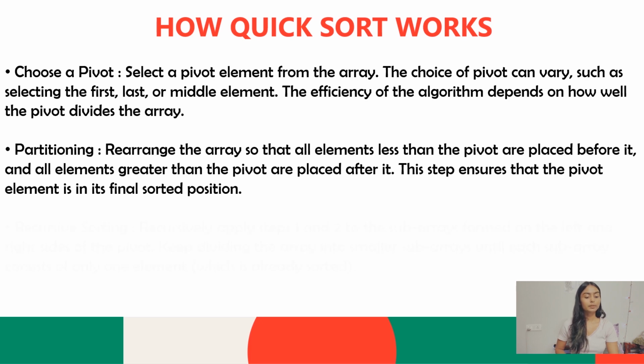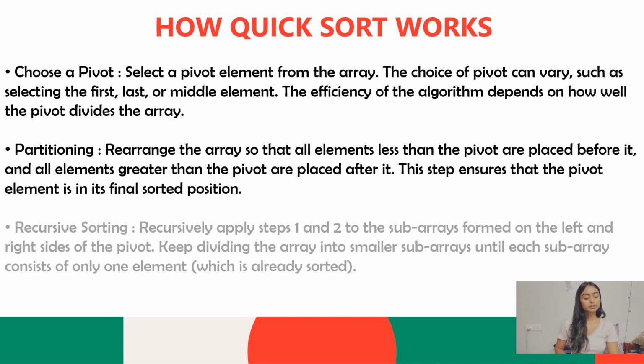So the next step is partitioning. Rearrange the array so that all elements less than the pivot are placed before it and all elements greater than the pivot are placed after it. This step ensures that the pivot element is in its final sorted position.